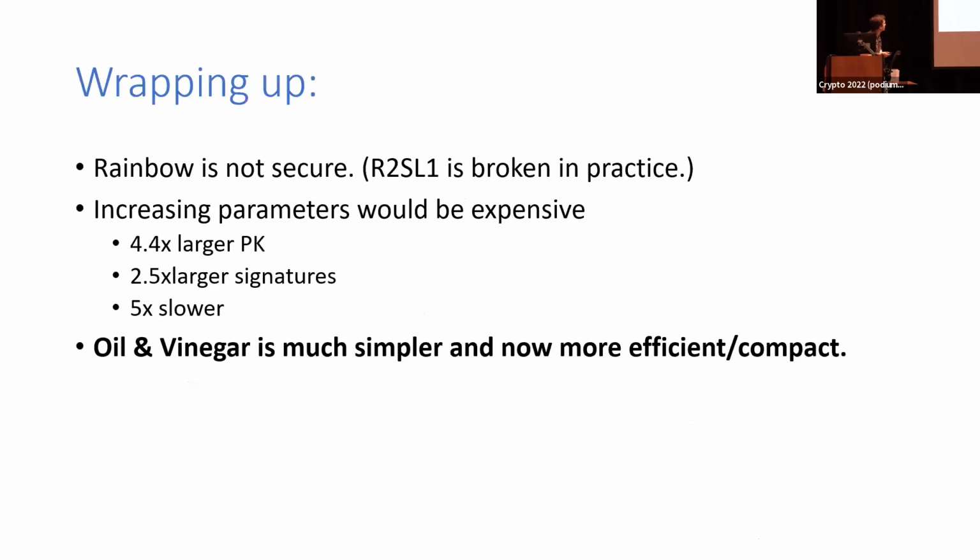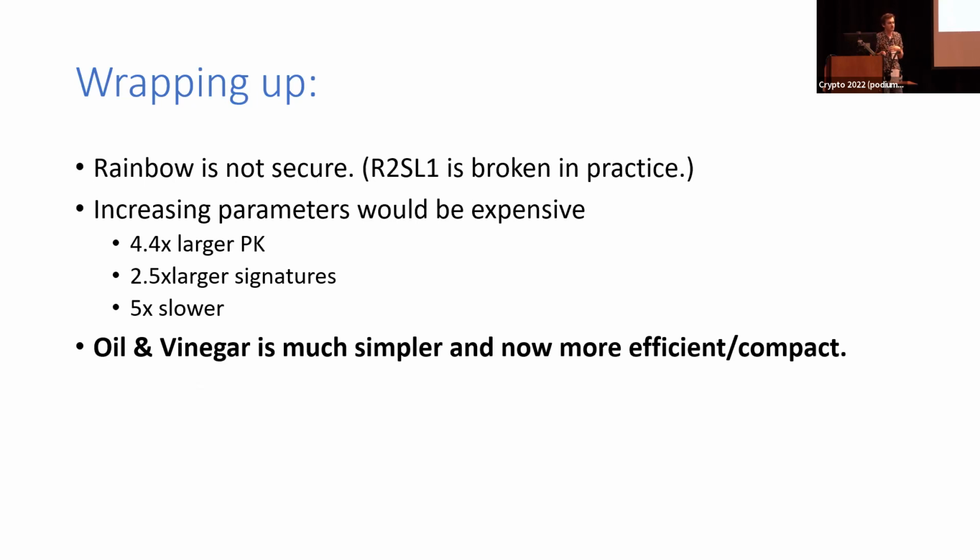Okay, so that's it. So the conclusions are: Rainbow is not secure, at least the security level 1 parameters you can break in practice. It is possible to save the scheme by moving to larger parameters, but that would be quite expensive. The public key would be 4.4 times larger, the signatures would be 2.5 times larger, and the scheme would be 5 times slower. And it doesn't really make sense to do this because Rainbow was a more complicated version of oil and vinegar that was trying to be more efficient. But now with these attacks, you're no longer more efficient than oil and vinegar.